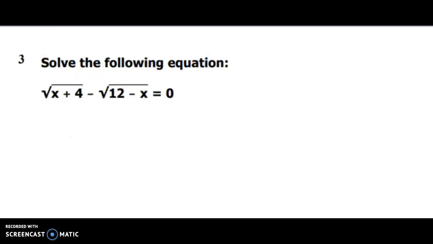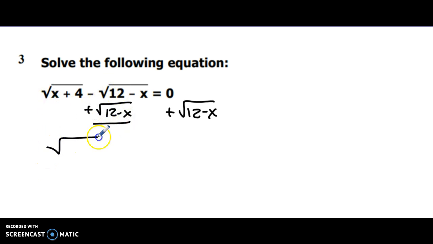For number 3, solving this one, we have 2 radicals. Notice we have a subtraction sign in between, so we're just going to add this square root to both sides. By doing that, we actually are isolating one of our radical signs. And now what we can do is square both sides. When we square both sides, our radical sign goes away.